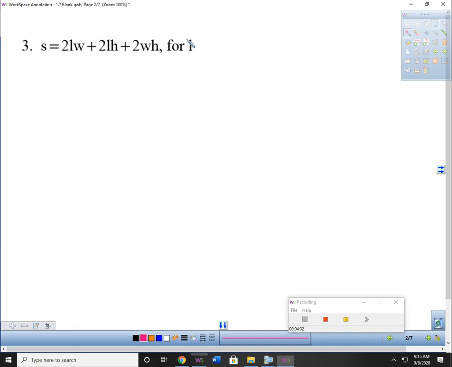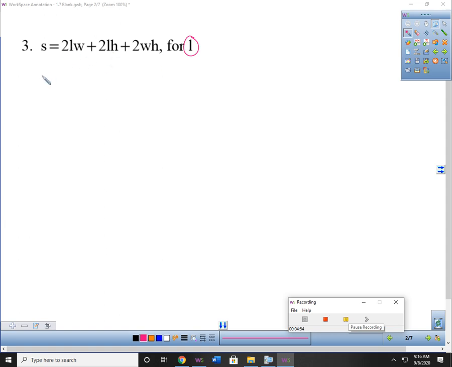All right, now I'm solving for, that's an L. It looks like a 1, okay? I'm solving for L. So let's look at this. I have an S over here, so I can't put anything together. I have a 2LW, a 2LH, and a 2WH. Okay, so this one's a little bit more complicated. All right, so these are L's.